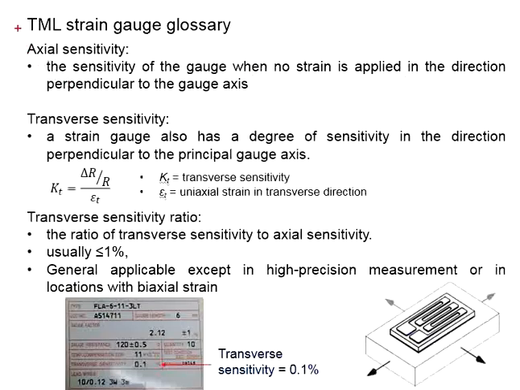Next, we talk about the axial sensitivity. The axial sensitivity is very similar to the gauge factor. It refers to the sensitivity of the gauge when no strength is applied in the directions perpendicular to the gauge axis. And then we have the transverse sensitivity.